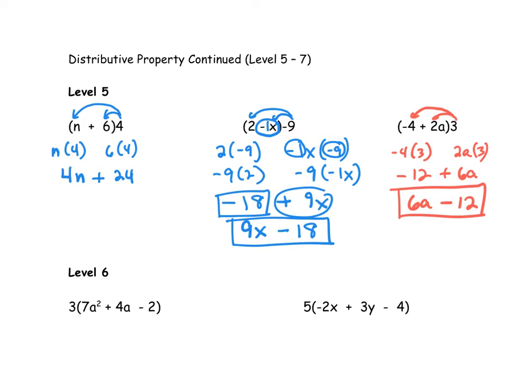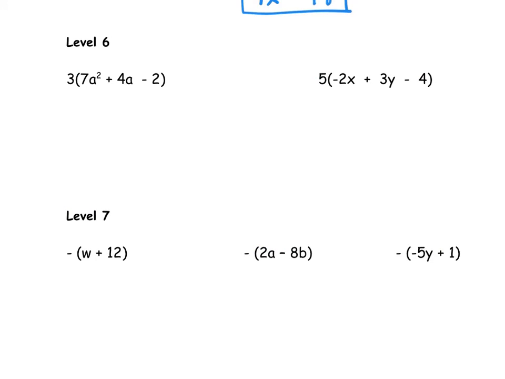So now let's move on to level 6 expressions. The first thing you're going to notice is there are more terms inside the parentheses. So more terms means that we're going to use the number outside the parentheses more times. We're going to see it more frequently. So I'm going to see this 3 with 7a squared. Then I'm going to see 3 again with positive 4a. And then one more time, we're going to see 3 with negative 2.